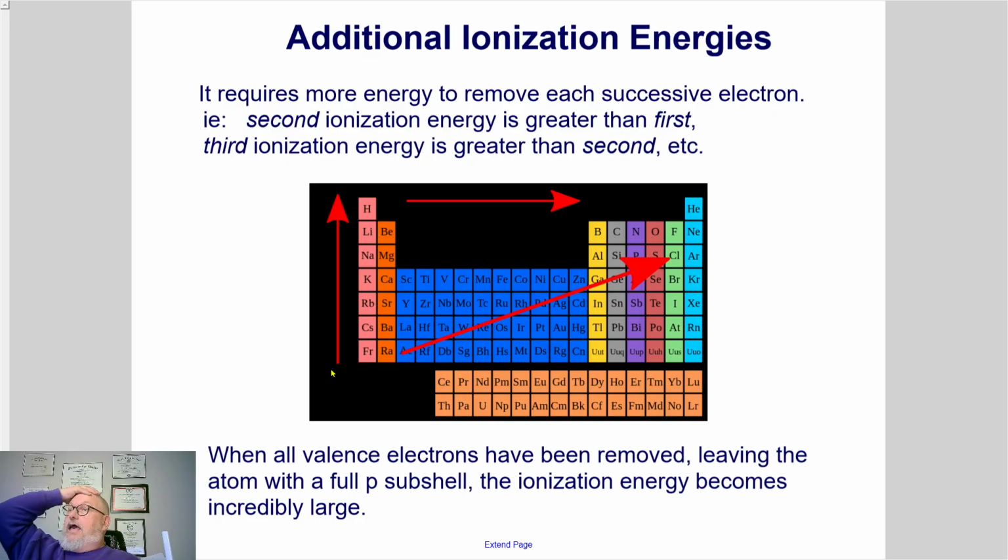Now, as you keep taking electrons away, your energy is going to increase, right? And that's the second ionization energy. And you can have as many ionization energies as you need to get rid of all those electrons. Will they happen? Probably not very easily. When you remove all those valence electrons and you have a full p shell, then the ionization energy becomes incredibly large.